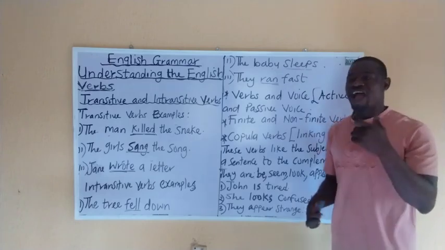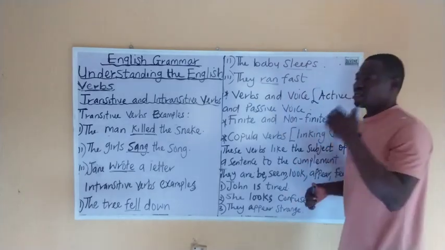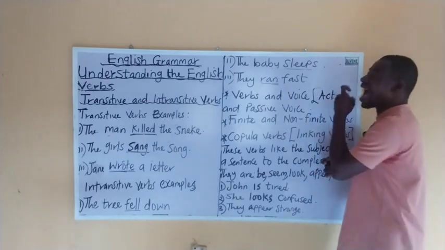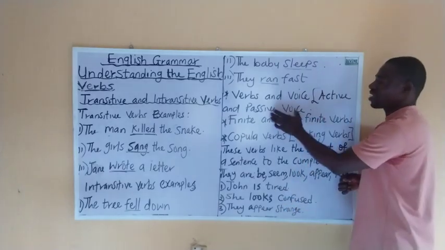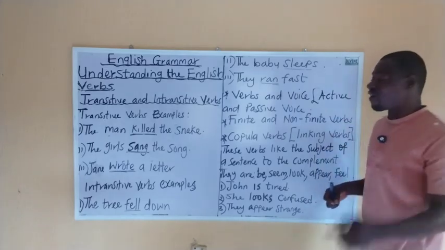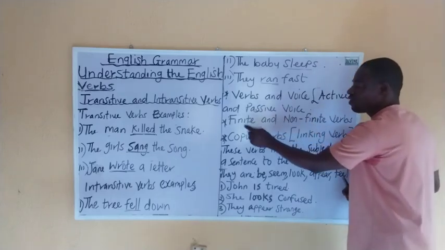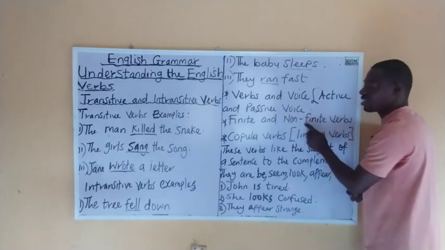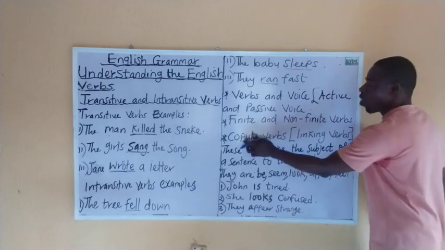Okay, fine. Verbs can also be categorized as verbs and voice. It has to do with what? Active and passive voice. I've done a video on active and passive voice. Do well to watch the video. Okay, verbs can also be classified as finite and non-finite verbs. Similarly, I've done a video on finite and non-finite verbs.